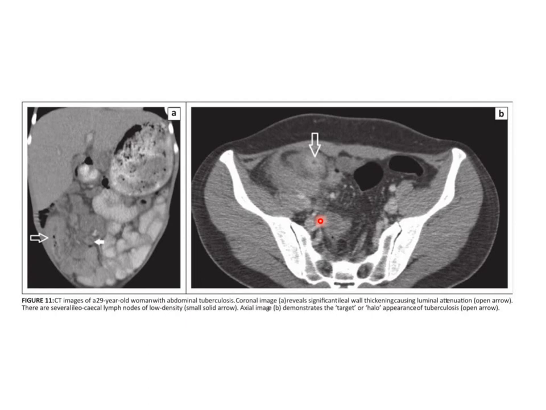Okay, this also shows a thickened hyper-enhancing terminal ileum, and in the axial view, this is a hyper-enhancing terminal ileum, and in the axial view, this is a target sign or halo appearance of tuberculosis.